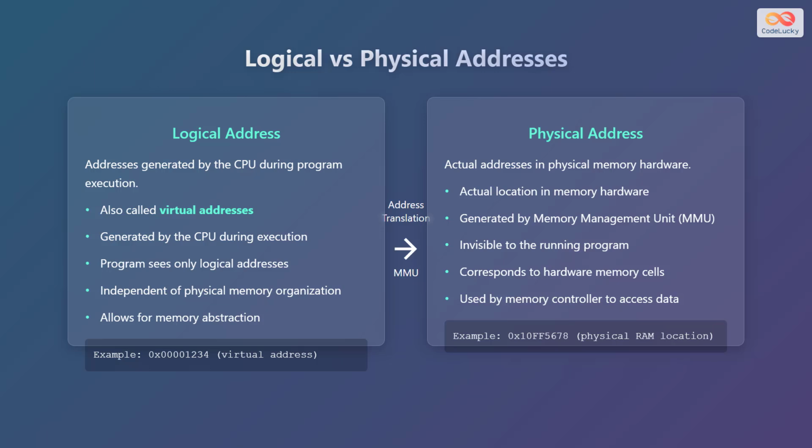Physical addresses are the actual addresses in the physical memory hardware. They are generated by the Memory Management Unit, or MMU, and are invisible to the running program. They correspond to actual hardware memory cells and are used by the memory controller to access data. An example of a physical address is 0x10FF5678, which represents a physical RAM location.